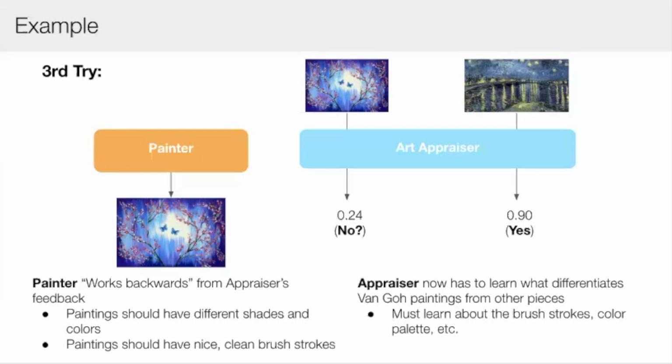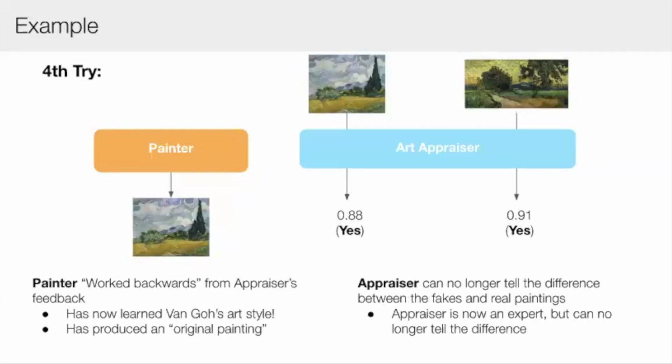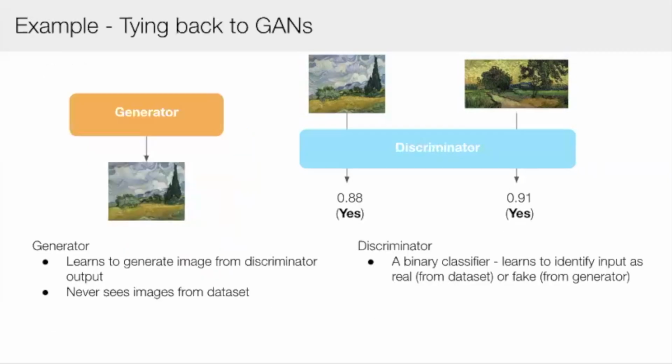You see this back and forth: your improvements inform the appraiser's classification ability, which informs your progress. So finally, at the end, you become really good at forgeries, and the appraiser just cannot tell what's real and what's fake. So you've kind of won. You as the painter have won, and you fool the appraiser.